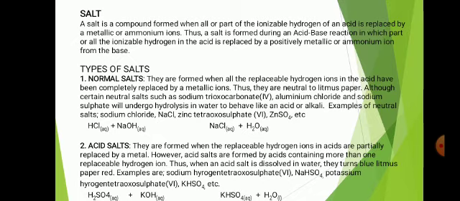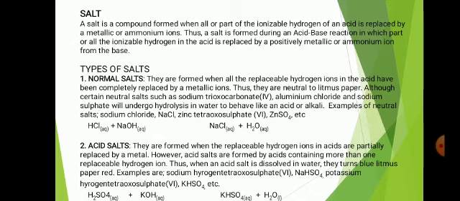But generally, neutral salts are those salts in which all the replaceable hydrogen ion of the acid has been completely replaced by a metallic ion. Thus, when they dissolve in water, they show a neutral effect to litmus paper. That is to say, they neither turn litmus paper red or blue. They don't behave like an acid, neither do they behave like a base.